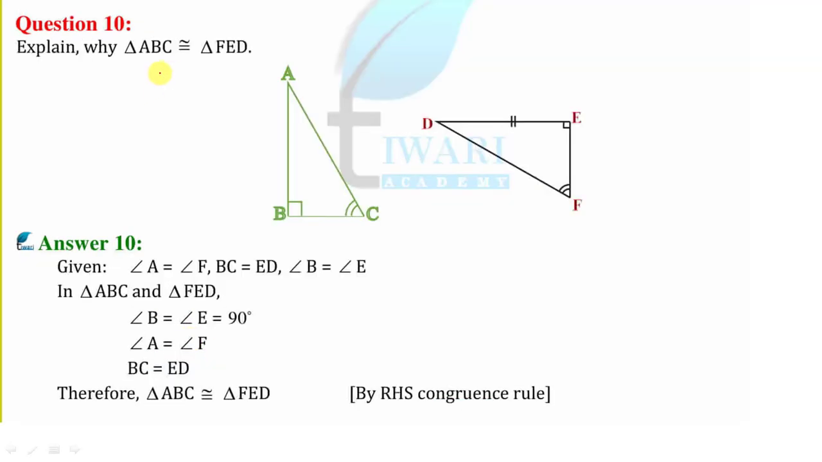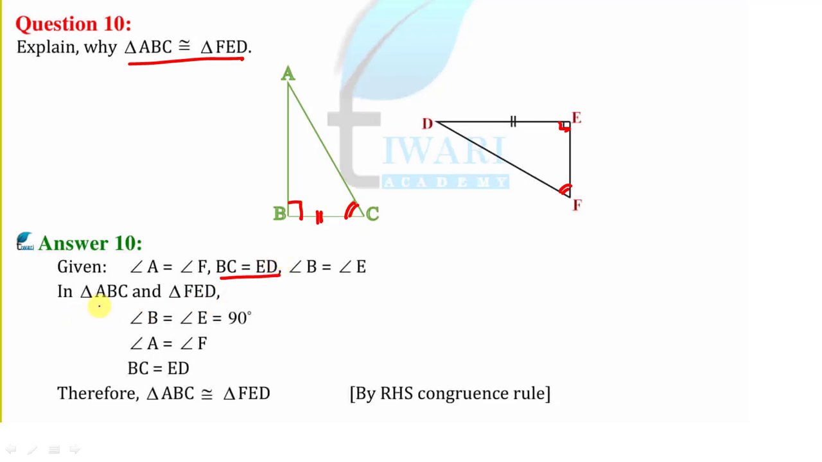So explain why ABC is congruent to FED. Here this angle is 90 degrees. Two angles are equal, and the value of BC is equal to ED. The value of this is equal, that is given in your notebook, but not mentioned here. This is also equal, that is BC is equal to ED, which is mentioned in your book.